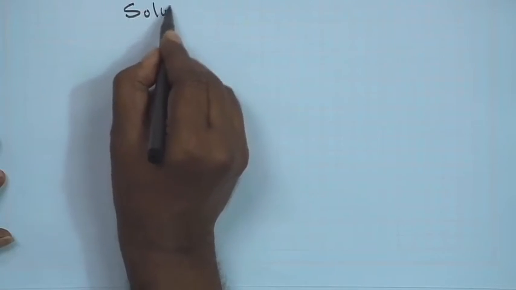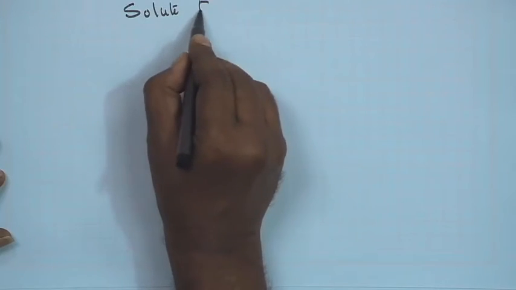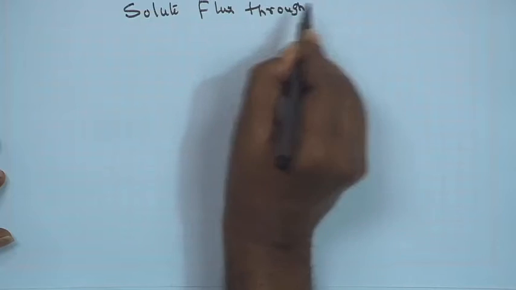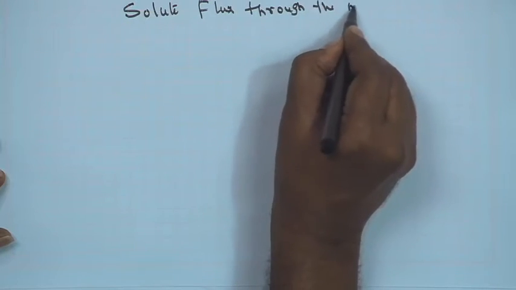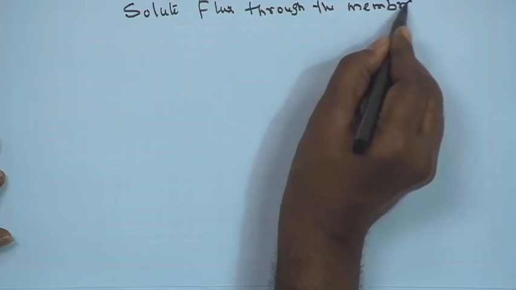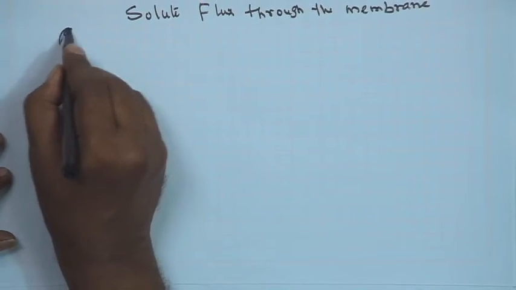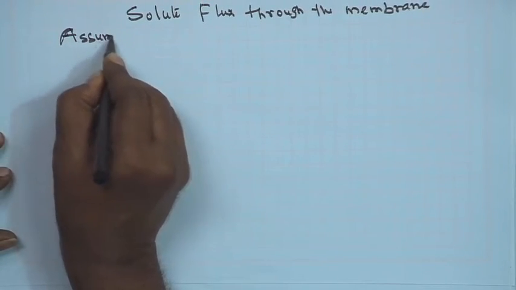Now, in this class we will derive the solute flux through the membrane. Again, we will be doing the solute flux through the membrane, starting from basic equations of irreversible thermodynamics. And the assumptions remain the same.